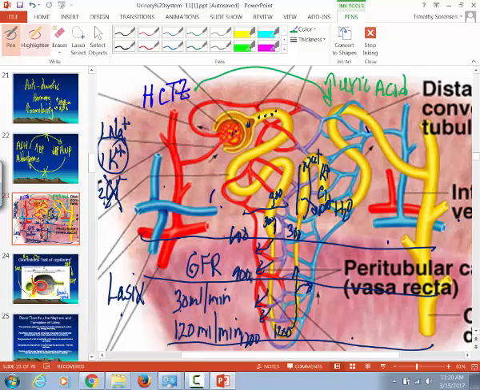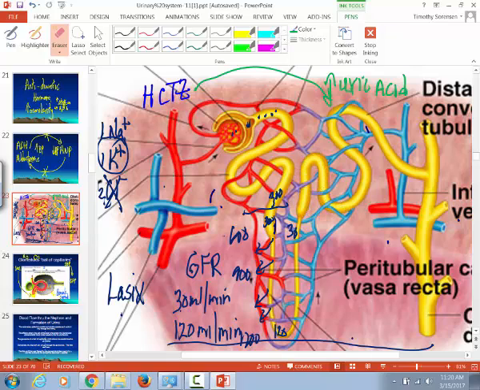In the distal convoluted tubules, this is where hormones take effect. Also, in the distal convoluted tubules, this is where a lot of medications are secreted, gotten rid of. Small amounts of electrolytes are absorbed there, but this is really the place where you get rid of potassium and hydrogen ions in the blood. And hormones can affect that.